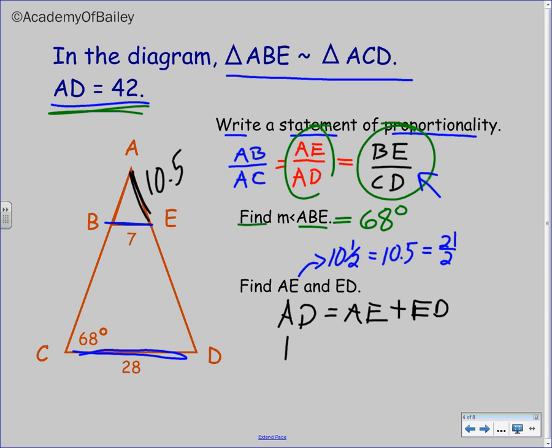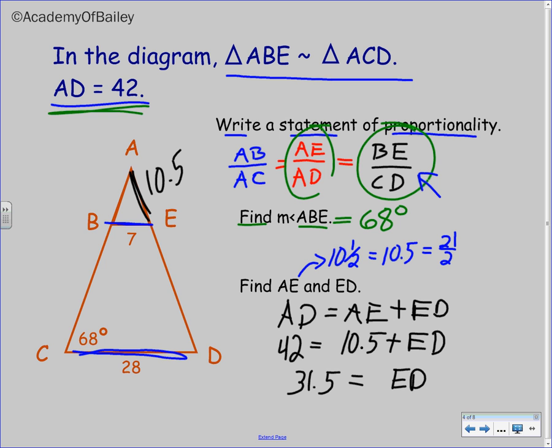And so let's plug in some values. We know AD is 42. We know AE is 10.5. That's why you should always look at the problem and understand what you're doing. I didn't even need that fraction, 7 over 28, not for this one. So how do I find ED then? Well, trying to get ED by itself, we subtract 10.5 from both sides. ED is going to be, well, 42 minus 10 is 32, and 32 minus the half, 31.5. So ED is 31.5.